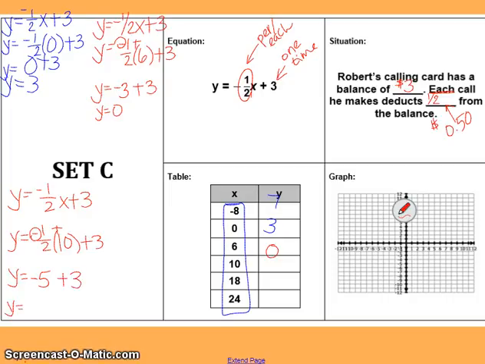So if I take a negative 5 and I add 3, what I'm really doing, because they have different signs, is I subtract them. So 5 minus 3 gives me 2. And when I subtract them, I keep the sign of the larger number. 5 happens to be my larger number, so I'm going to keep the negative sign. So it's y is equal to negative 2. So I go over to my table and I put negative 2 in the y value.